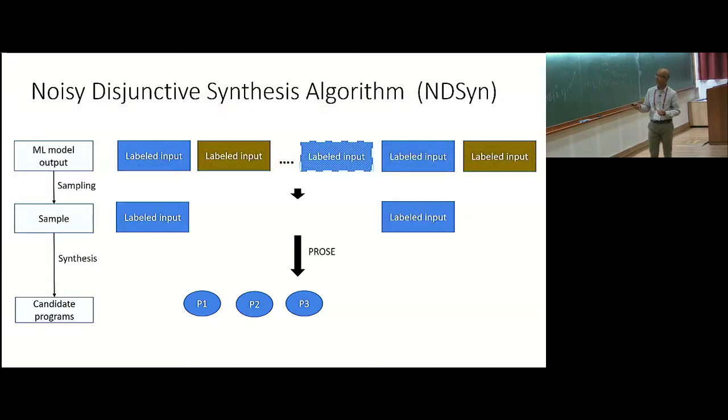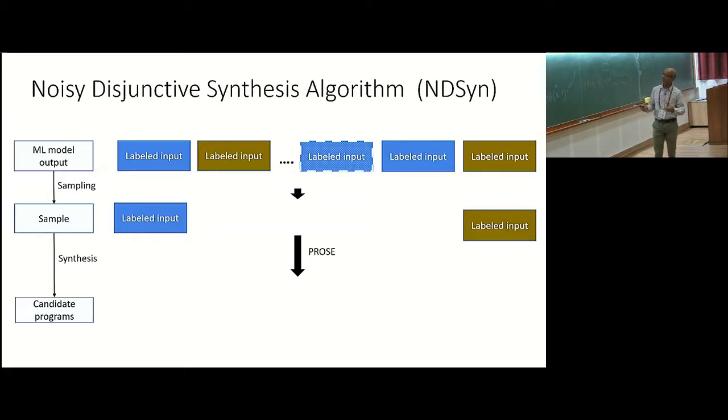The system that Gulwani has built is called PROSE, that's what we use. And typically when you give a small number of inputs, it's very underspecified. There are many programs that can satisfy the specification, so the program synthesis system produces many, many candidate programs. So in this case, maybe it produces 3. And then we sample again, and here it turns out that we have selected one input from the blue cluster and one from the brown cluster.